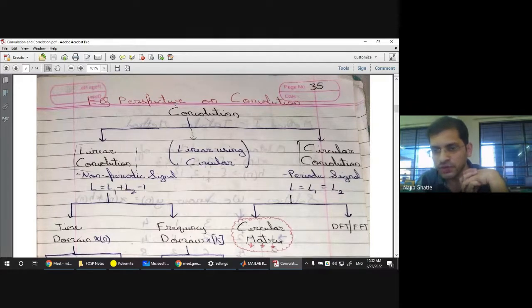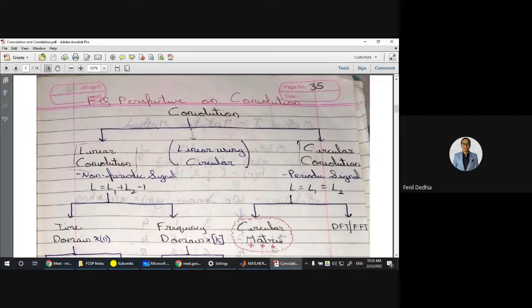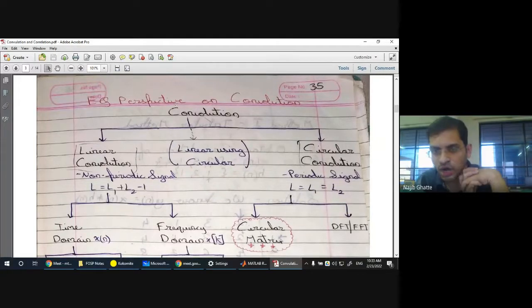How many types of convolution? Two types. Name them. Linear convolution and circular convolution. Yes, linear convolution and circular convolution. Shrutiman, what is the formula for linear convolution?